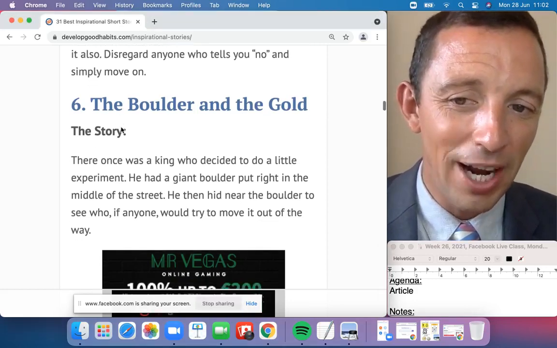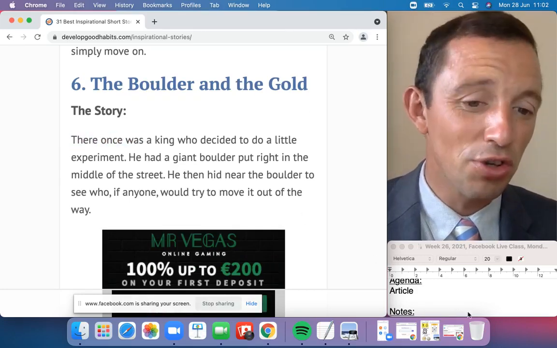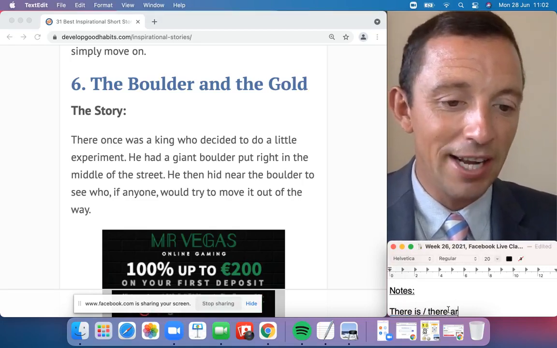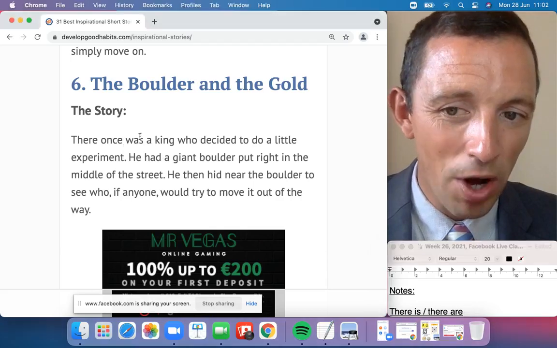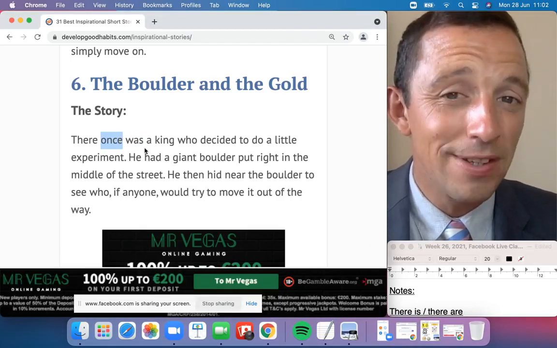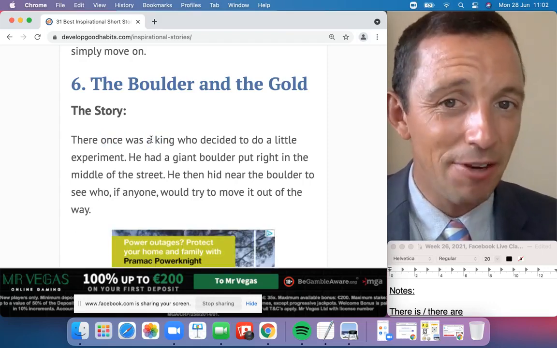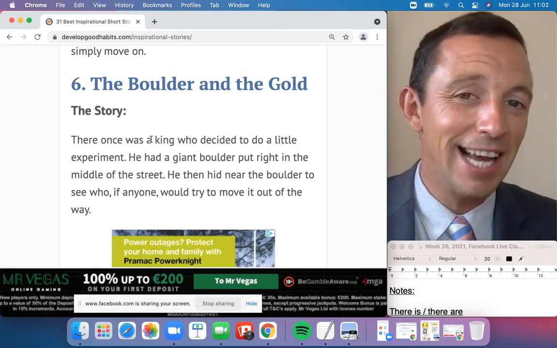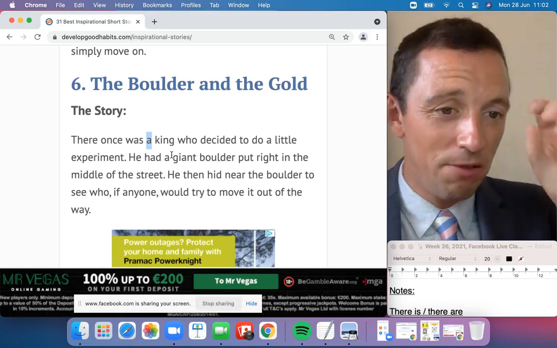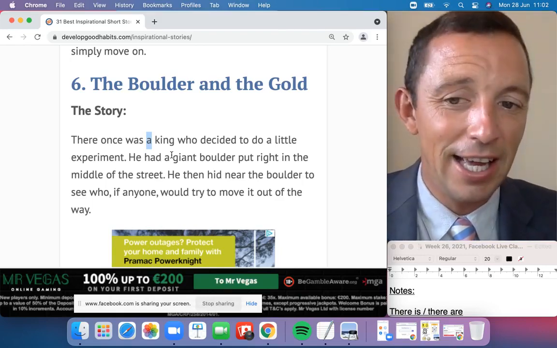Okay, so the boulder and the gold. So the story is, there once was, and of course this structure is very, very important. Singular, there is, or plural, there are, and in the past there was, but once I think here is maybe called the adverb. So at one time there was a king, and remember the article, you have the indefinite article and the definite article. In this case it's called the indefinite article because it's a king in general, but if it's specific we say the king.